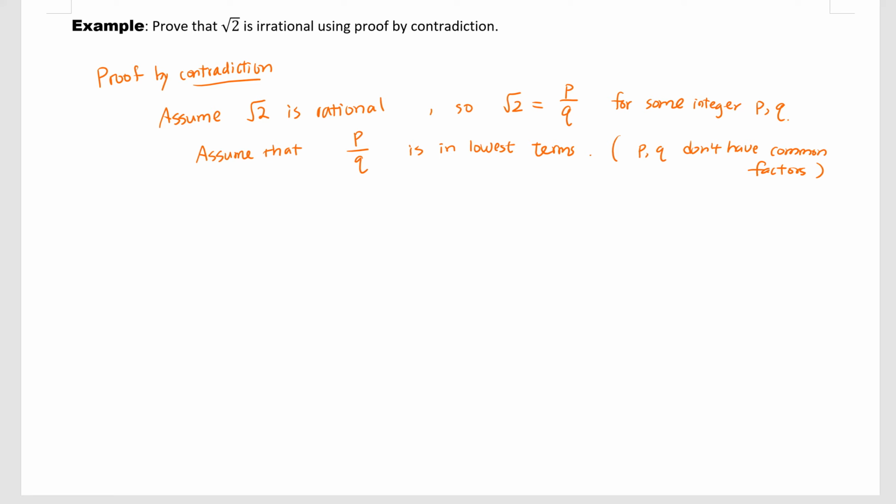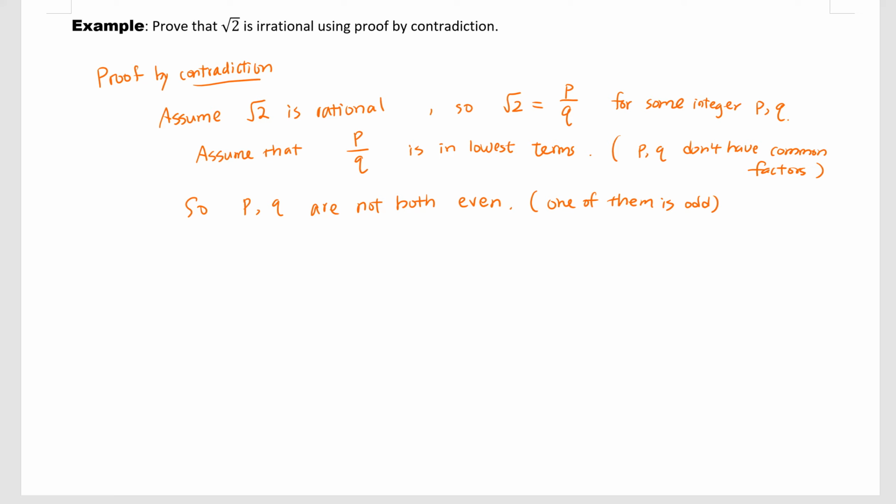Because they don't have common factors, P and Q are not both even, i.e., one of them is odd. Think about it. If both of them are even, then you can say this is 2 times K, this is 2 times L. Then you can cancel the 2. So they're not in the lowest terms. So P and Q are not both even. One of them must be odd.